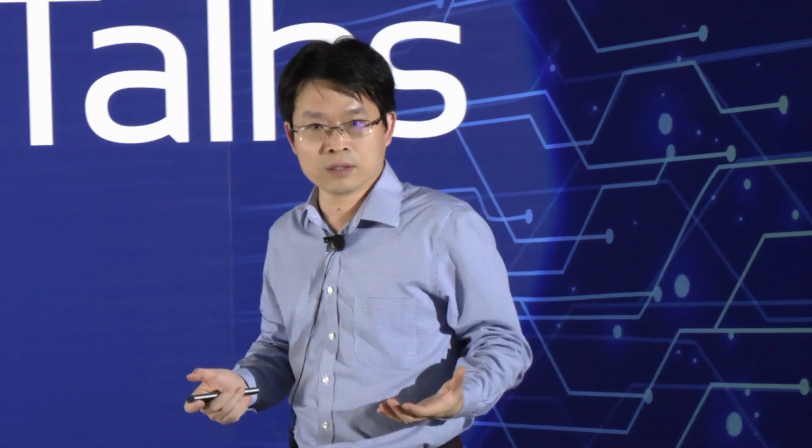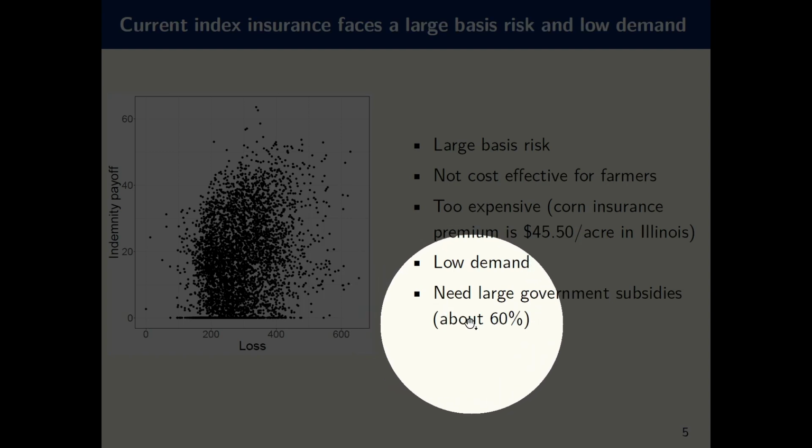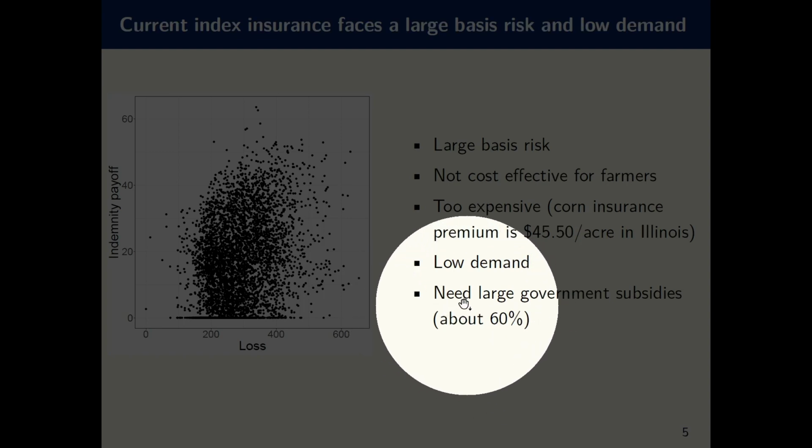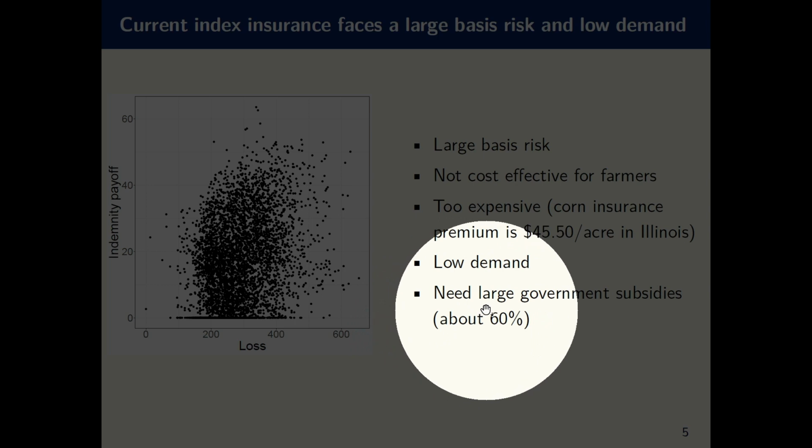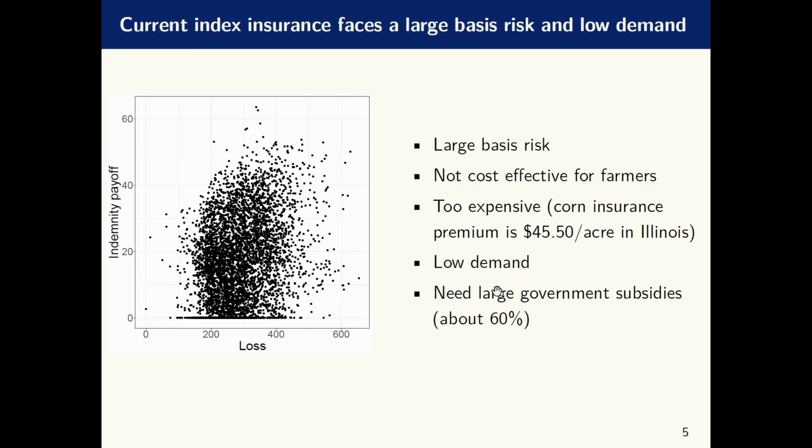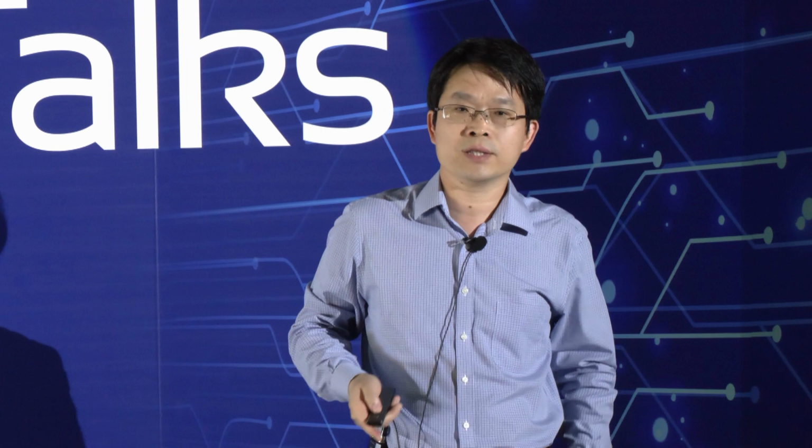And often the government has to step in and provide lots of subsidies. So in the US market, the government basically subsidizes 60% of the insurance premium. And that obviously is a public burden, right? The federal government spent more than $18 billion to subsidize this insurance.